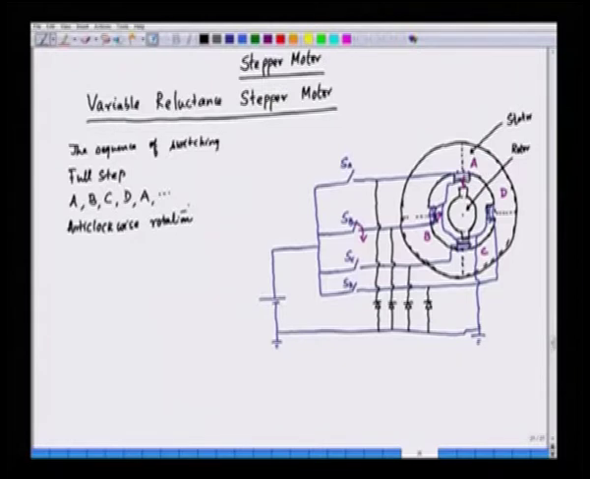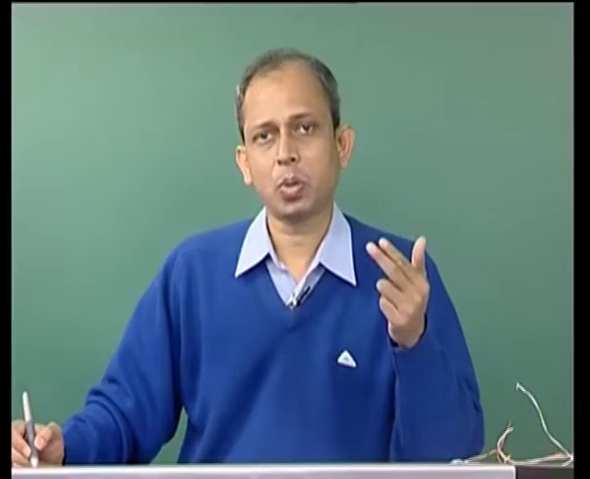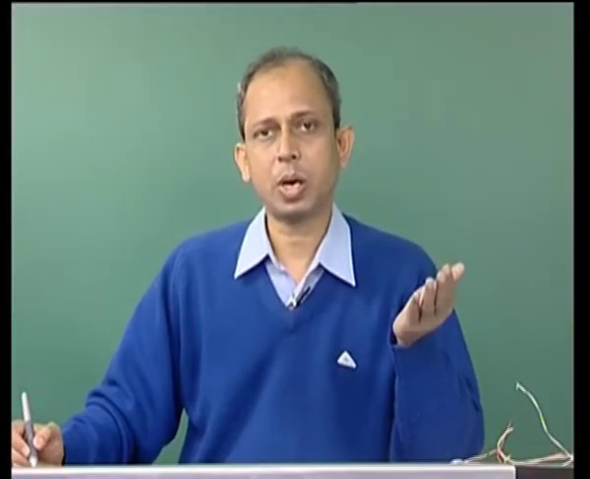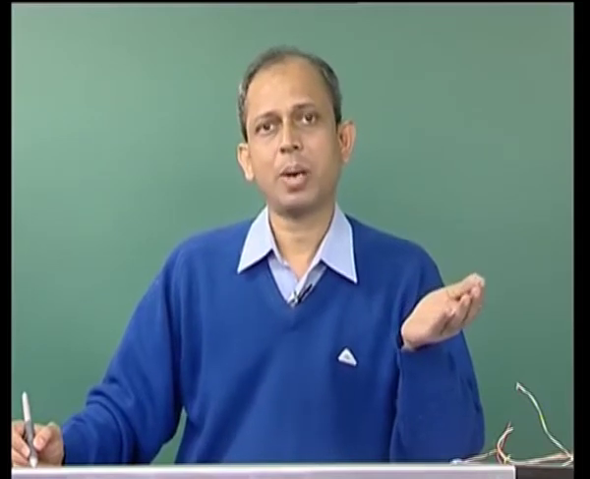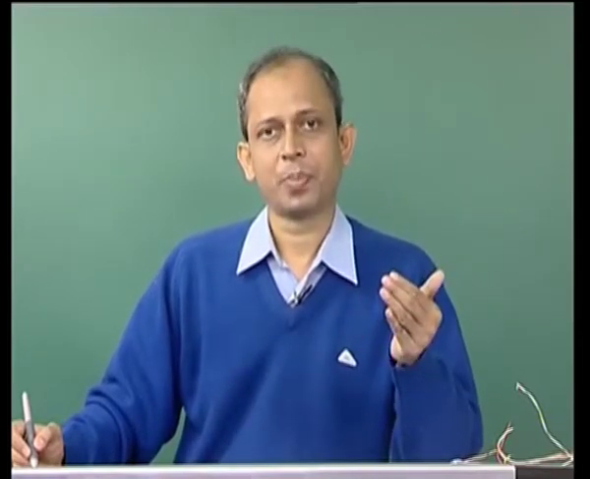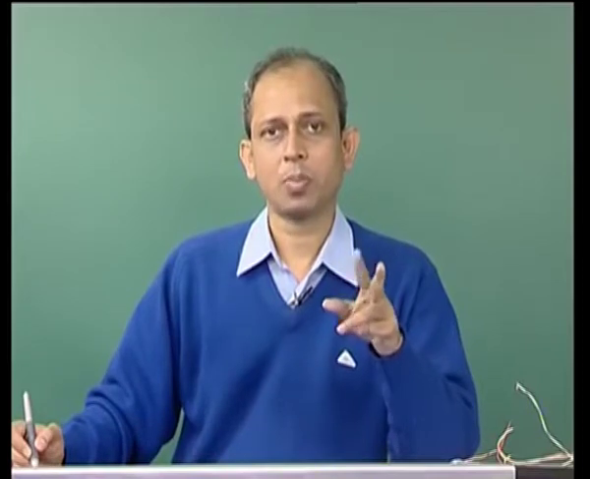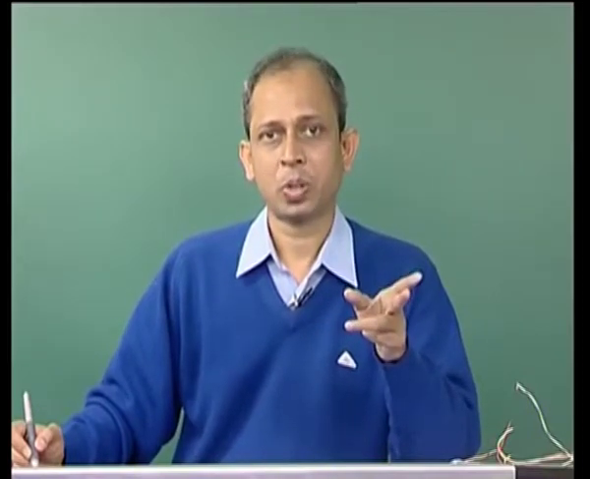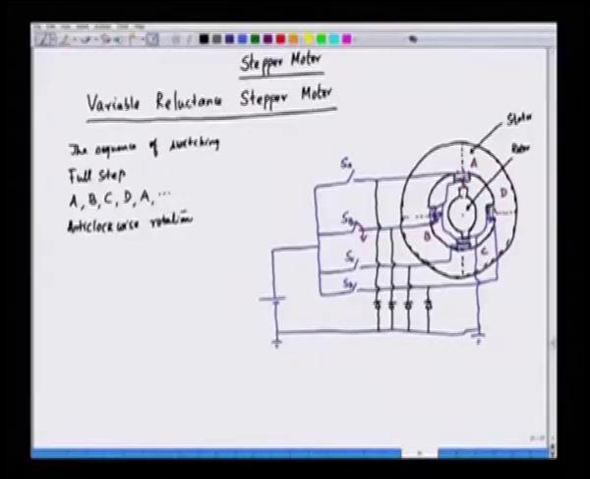The rotation will be in the anti-clockwise direction. Now, what is the step angle? The step angle is the angle between two subsequent switching. We have switched off SA and now we have turned on SB. Between this, the rotor has moved by 90 degree. So, from phase A to phase B, the step size in this case is 90 degree.